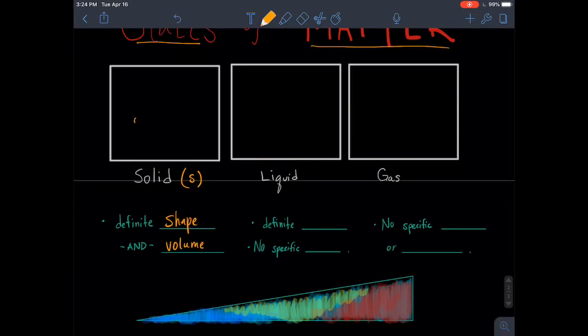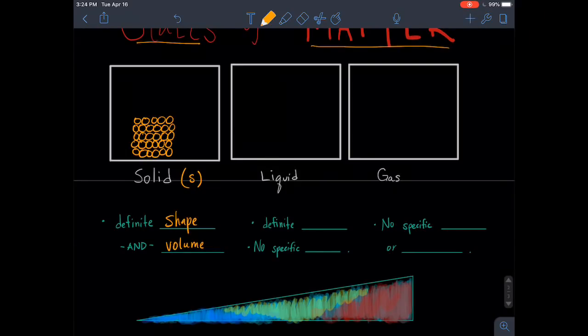So if I were to show the molecules in an ice cube, I'm just going to draw some circles here to represent the water molecules. So each circle represents H2O. So I have several molecules that make up my ice cube. You can see they have a very definite shape, and they have a definite volume.